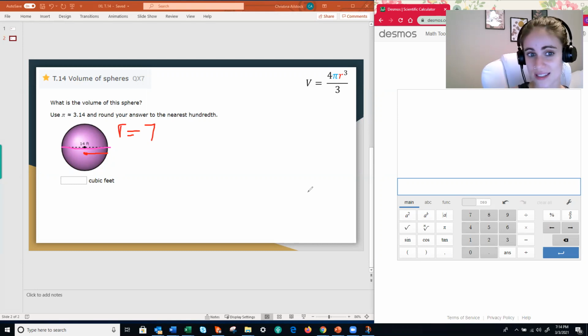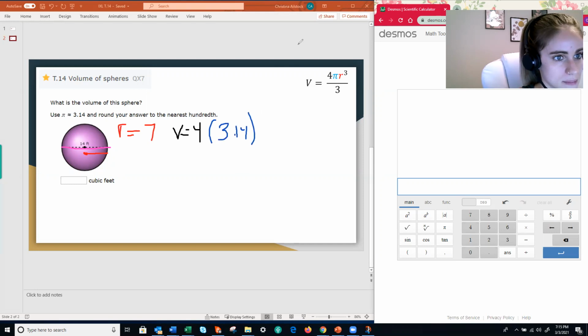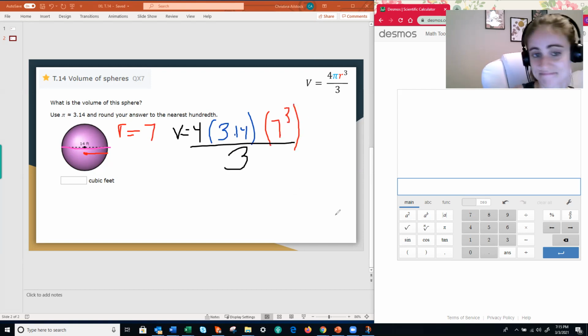All right, hopefully you're already thinking on what the next step is so you can be engaging with me in this and you'll be able to successfully do it on your own, but our next step is to substitute. V is equal to 4 times pi times our radius cubed, all divided by 3.